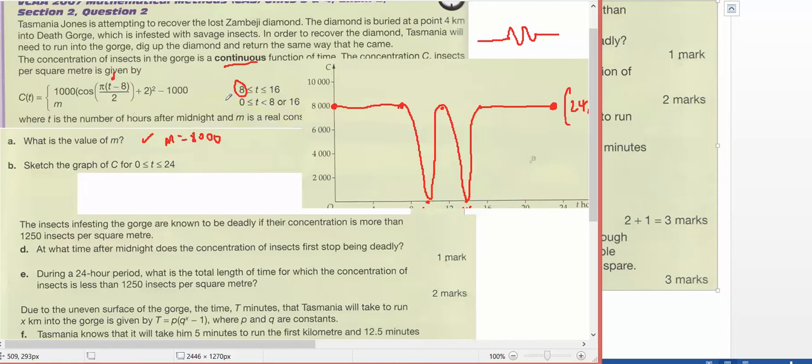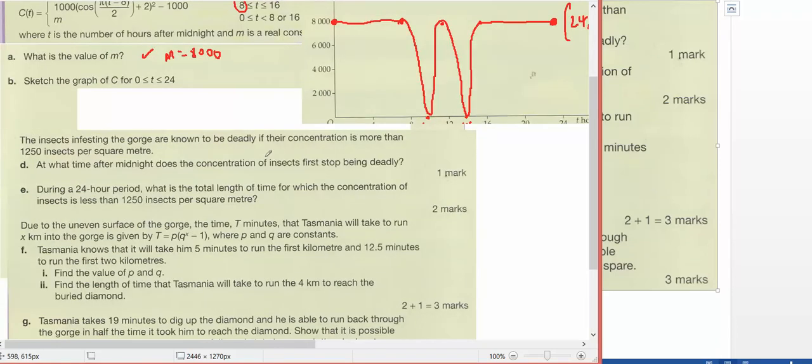Okay, part D. The insects infesting the gorge are known to be deadly if their concentration is more than 1,250 insects per square kilometre. At what time after midnight does the concentration of insects first stop being deadly? So we're looking at around about the value there and there, because that's going to be 1,250. So I'd like to know the X value when it's 1,250.